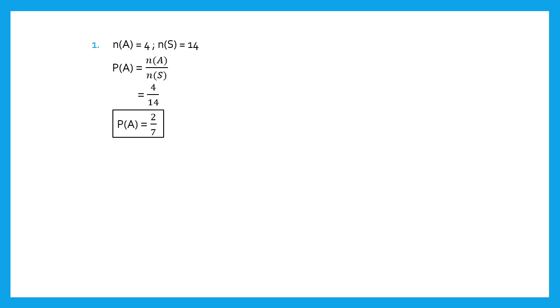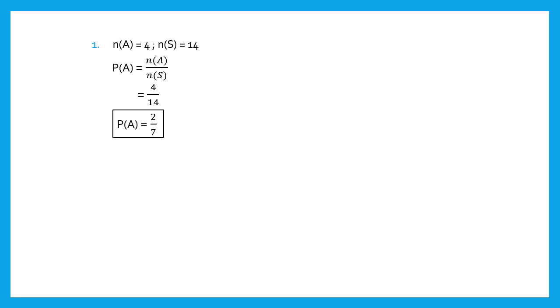We have N of A is equal to 4, N of S is equal to 14. Let us write the formula. P of A is equal to N of A upon N of S. Let us substitute the values of N of A and N of S. That is 4 upon 14. Reduce it to lowest form, we get P of A is equal to 2 upon 7.